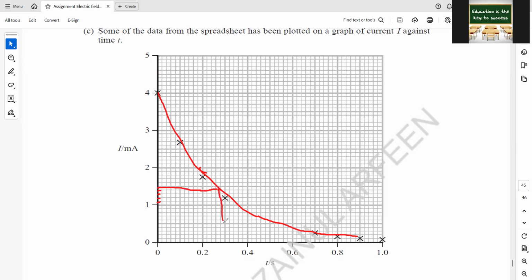When we draw a line across, we get this time, and 10 boxes equals 0.2, so each is 0.02. So 2.22, 2.24, 2.26, 2.28. About in the same range, we get around 2.27. So 2.27 will be the value for the time constant. Is this one clear?